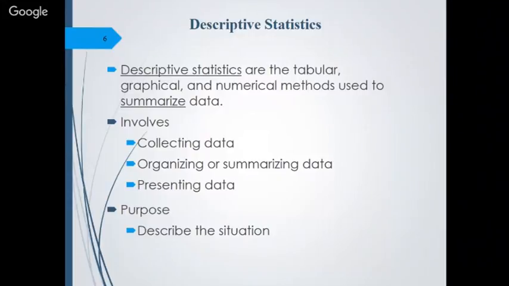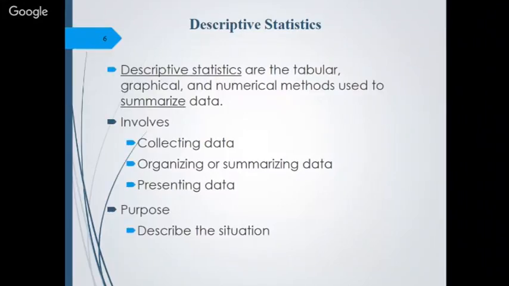In descriptive statistics, we arrange the data in tabular or graphical format, or use numerical methods to summarize the data. The process involves collecting the data, organizing or summarizing it, and presenting it. The main purpose of descriptive statistics is to describe the situation, that is, to describe our reports or the results of our experiments.